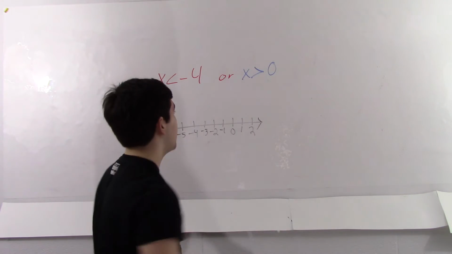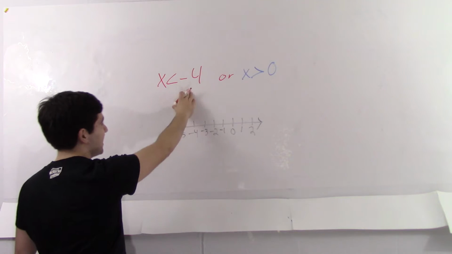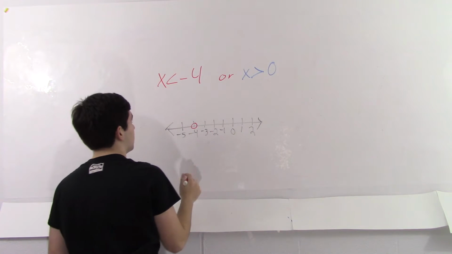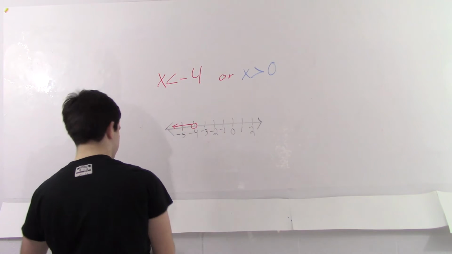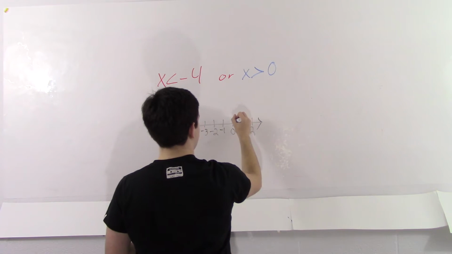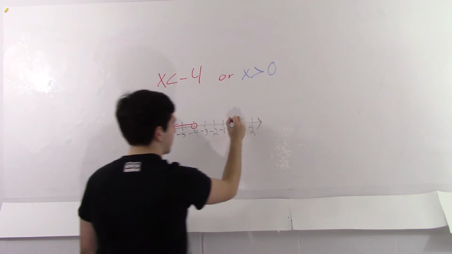Now we're going to look at a number line with an OR statement. So again, x is less than -4. It's not equal to, so we're having an open circle, and it's going to the left because it's becoming smaller. Here we have x is greater than 0, not equal to, so we have an open circle, and it's getting bigger.